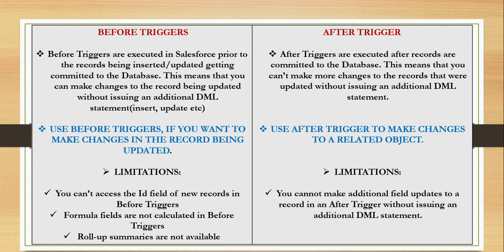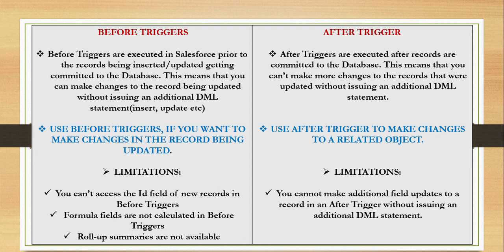Use a before trigger if you want to make changes in the record being updated, and use an after trigger to make changes to a related object. It means a before trigger is used if you want to make changes in that particular record. Let's say you have the account object and you want to change some field values, you want to update the field values, then use a before trigger because you are updating in the account object.